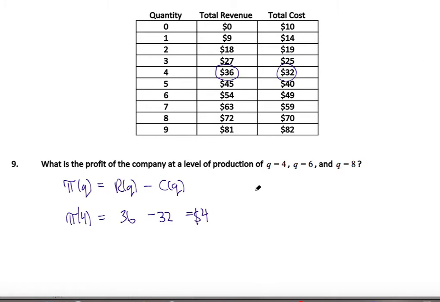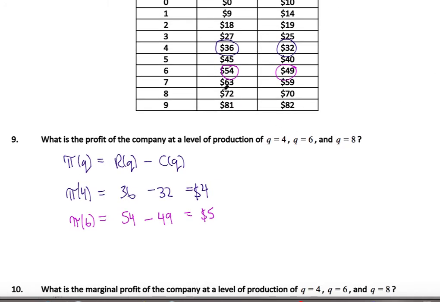The profit at Q equals 6 is going to be the revenue, which is 54, minus the cost, which is 49. So this profit is $5. And then finally, we have at Q equals 8, the profit would be our revenue of 72 minus our cost of 70, or just $2.